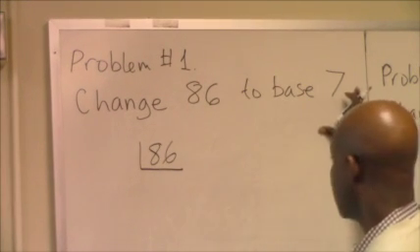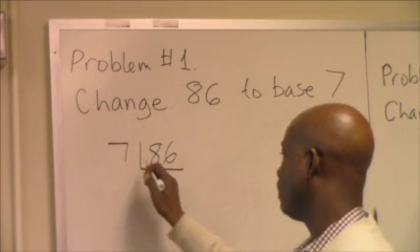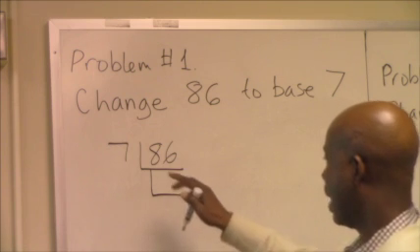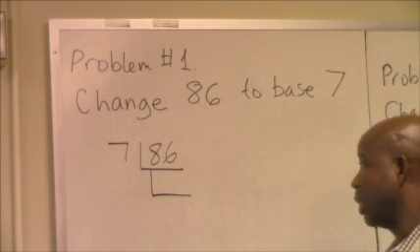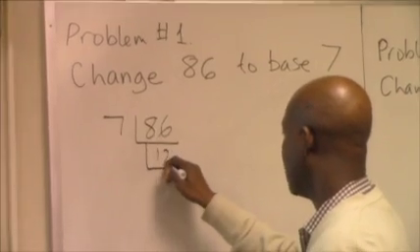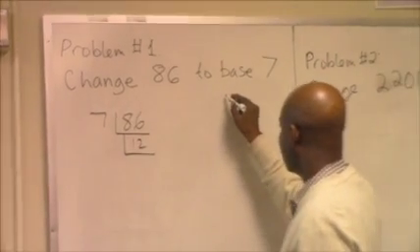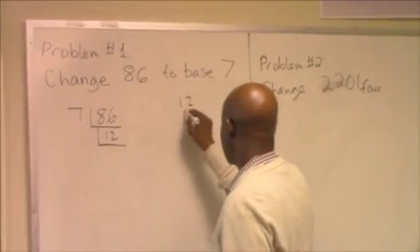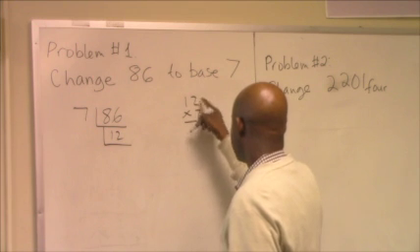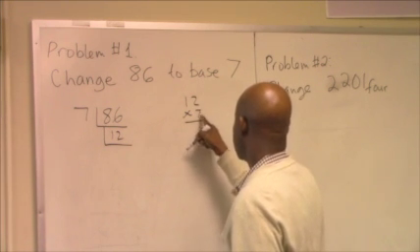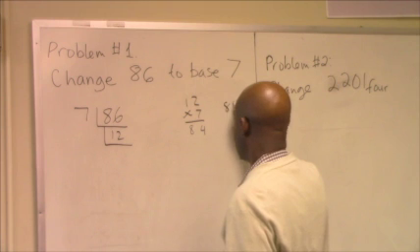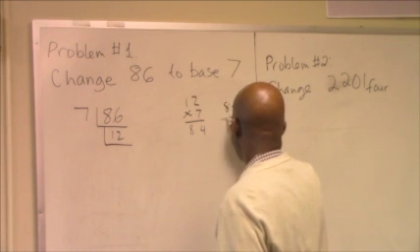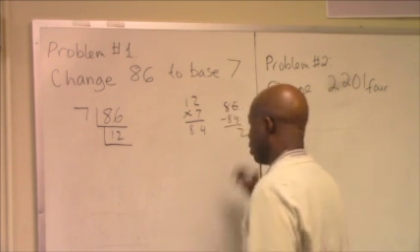So we're dealing with base 7. We're going to divide this by 7. How many times will 7 go into 86? Basically, 7 will go into 86 12 times. I will show you how it works. 12 times 7: 7 times 2 is 14, 7 times 1 is 7, plus 1 is 84. So 86 minus 84 is going to be a remainder of 2.